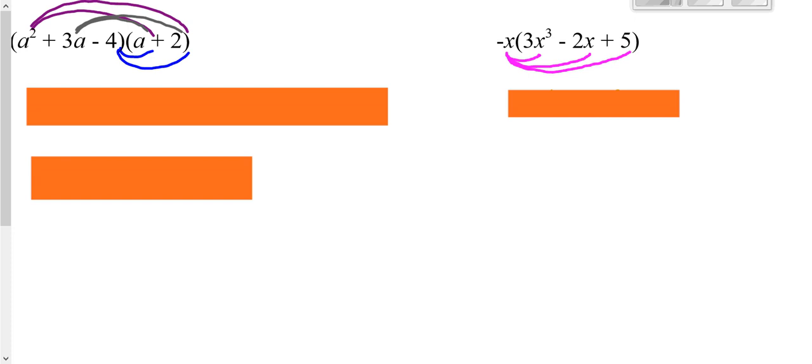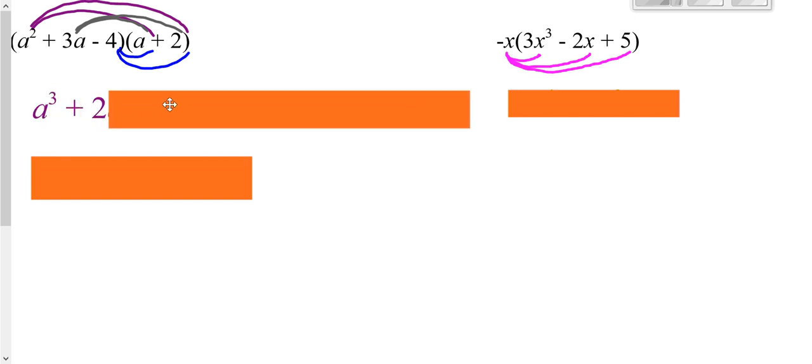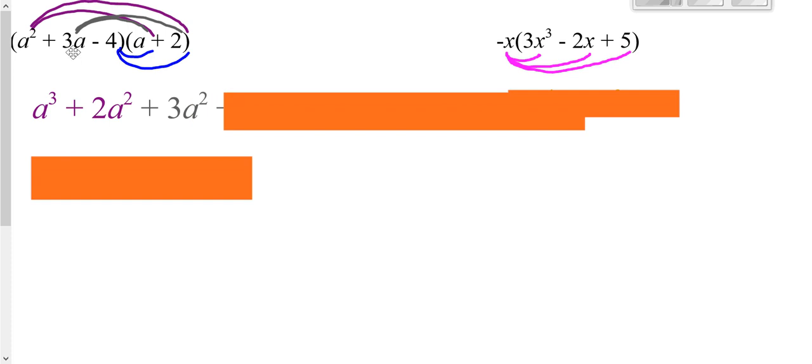So quickly go ahead and try to do these here. You might be confused by this first one, but it's a trinomial times a binomial. So you got to take each term in the first one times each one in the second one. So a squared times the a, a squared times the 2. Then you got to take that 3a times each one in the second one. So 3a times a, 3a times the 2. And then you got to take that negative 4 times the a and then negative 4 times the 2.